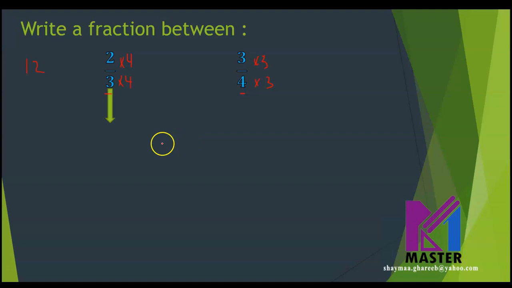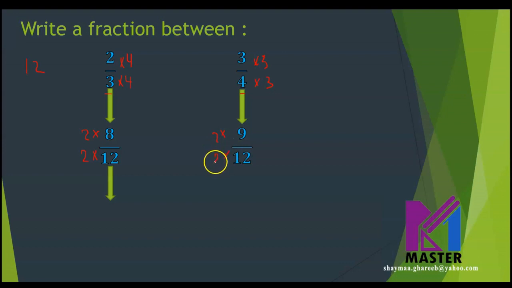So now the new fractions will be 2 times 4, which is 8 over 12. And the second fraction will be 9 over 12. Now I have 8 over 12 and 9 over 12. Do I have any numbers between the 8 and 9? No. So what should I do? I will move to the second step. We said we are going to multiply by 2, both fractions up and down.